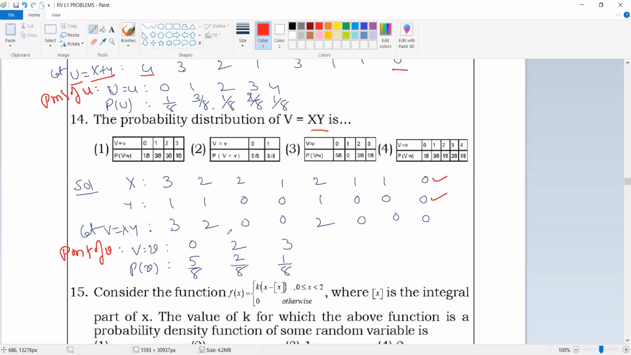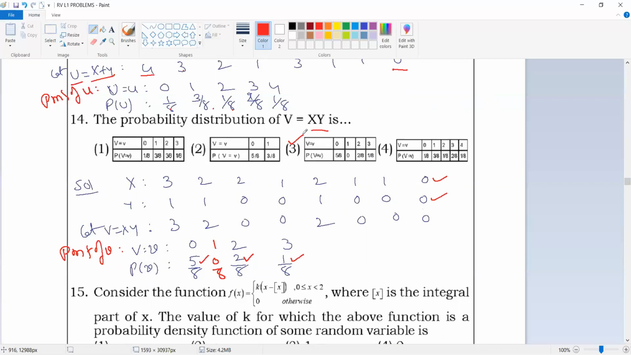Here is minimum value 0, maximum value 3 here. How many zeros are there here? 0, 2, 3. How many zeros? 5 zeros here. How many twos? 2 twos here. How many threes? 1. So now the probability function is 5 by 8, 2 by 8, 1 by 8. So 0 corresponding to 5 by 8. Oh, there is no 1 here. 1 means 0 by 8. So that is 0, 2 by 8, 1 by 8. Option 3 is correct.